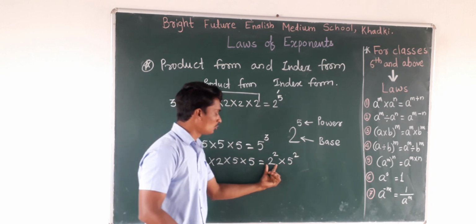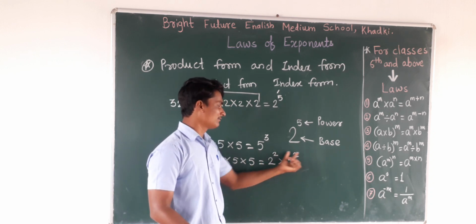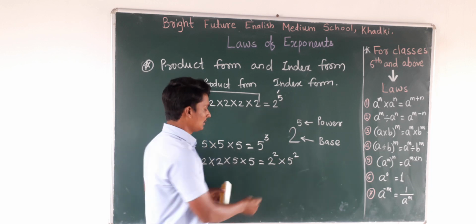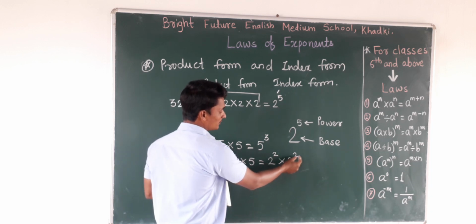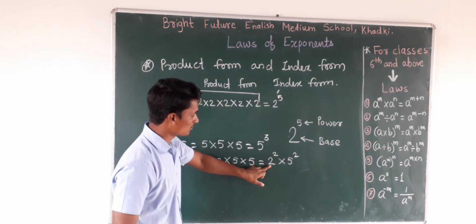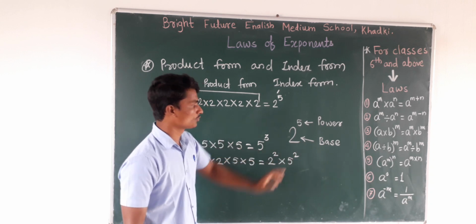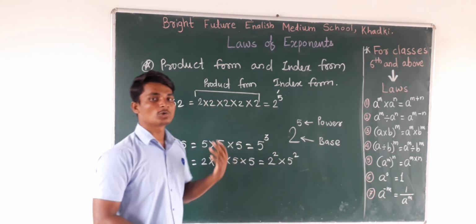Here we have two different bases and the power is the same. There are two 2's and two 5's, so there is 2 raised to 2 multiplied by 5 raised to 2. Now how to read this?